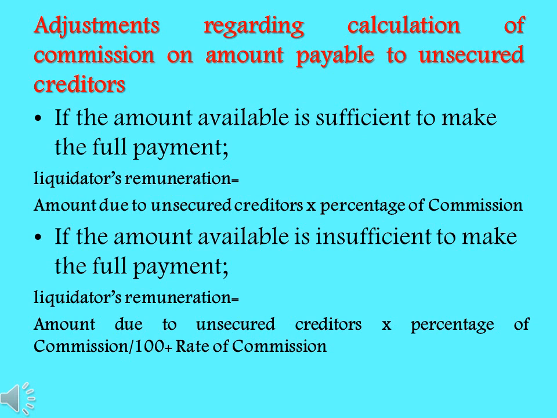Secondly, if the available amount left after making all adjustments is insufficient to make the full payment to unsecured creditors, in this case the amount is insufficient, so there is another formula. Liquidator's remuneration is equal to amount due to unsecured creditors into percentage of commission divided by 100 plus percentage of commission. That means if the commission is 3%, the 3 should be divided by 103, that is, 100 plus rate.